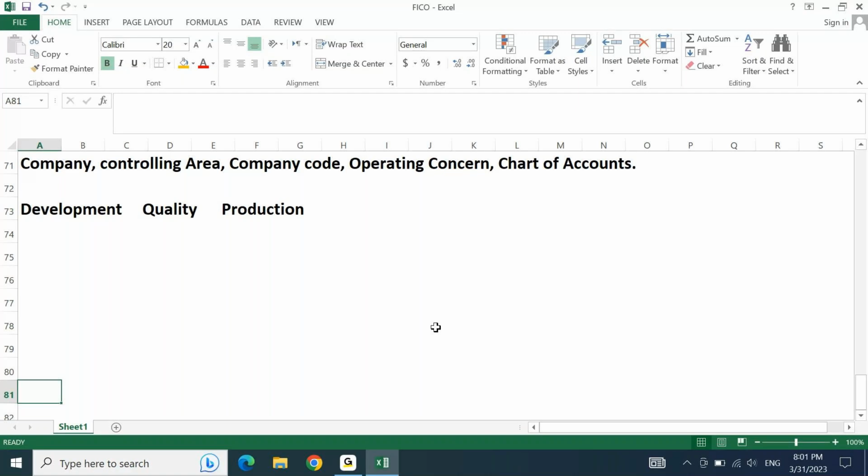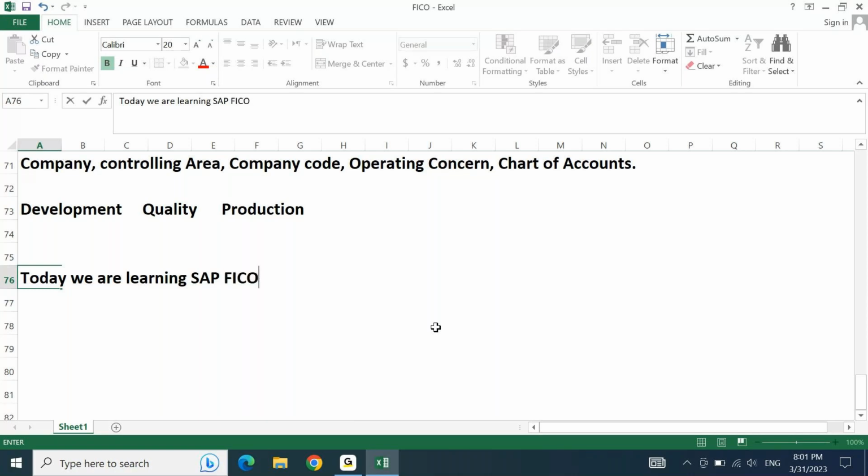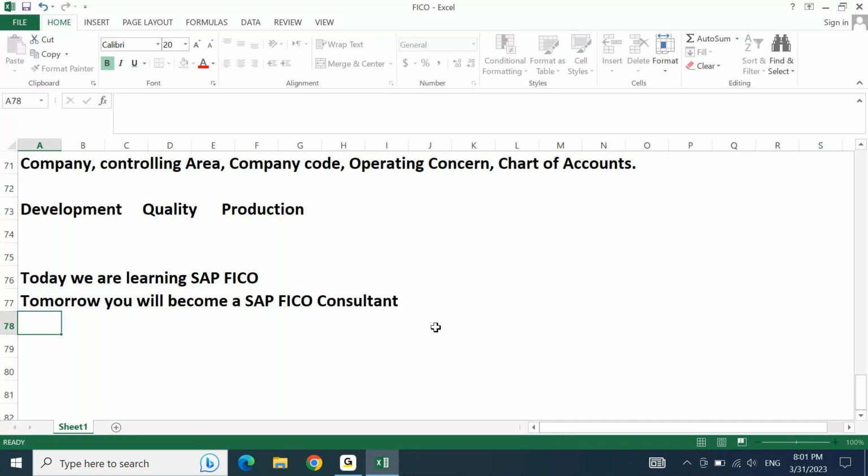All the points that you have mentioned are correct, but the most important point is, now, today we are learning SAP FICO. Agree? Tomorrow you will become a SAP FICO consultant. Is this correct? Yes, no. Today we are learning SAP FICO, tomorrow you will become a consultant. But when you become a consultant, you will be working for a client. Is this correct? Yes, sir. Definitely.